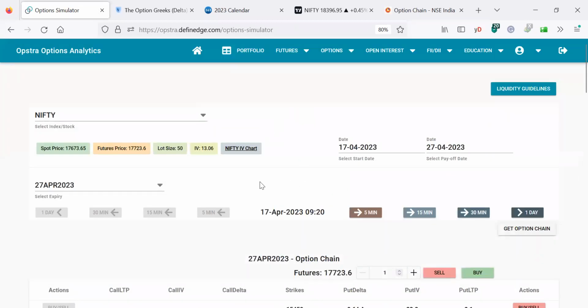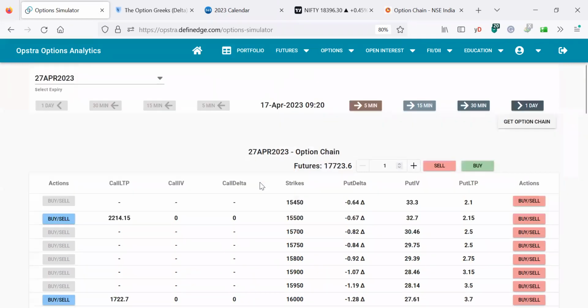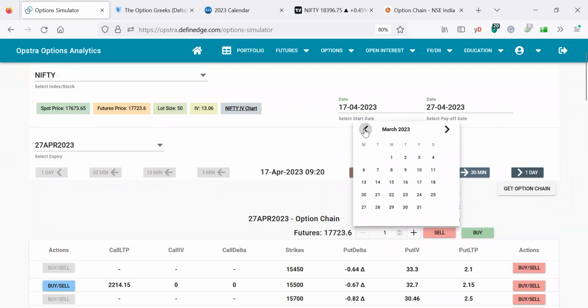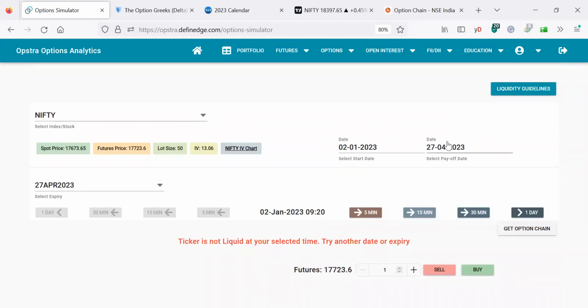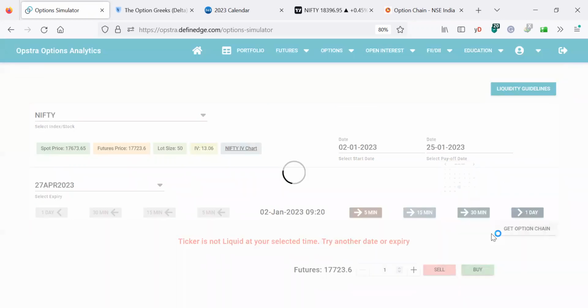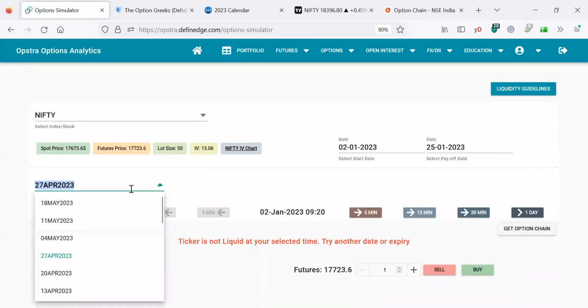and through this option simulator, what I'm going to do, I just have to select the date. So the date at which I'm going to deploy the strategy, that will be the 2nd January, and the expiry, which is a payoff date, we can say, that will be 25th of January. So again, you have to select here 25th of January as an expiry.